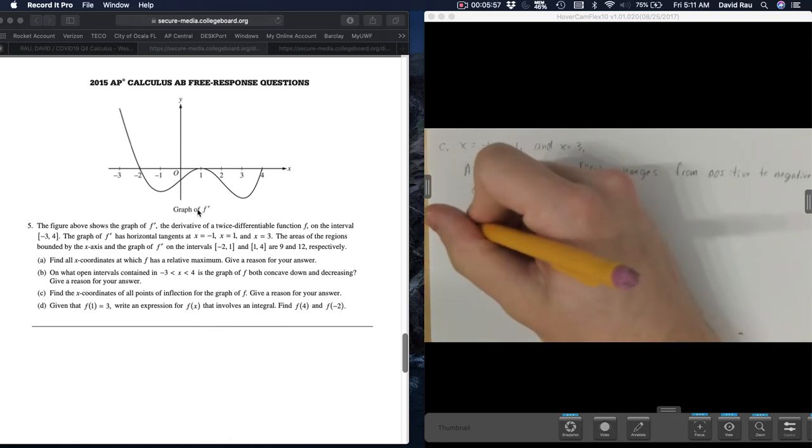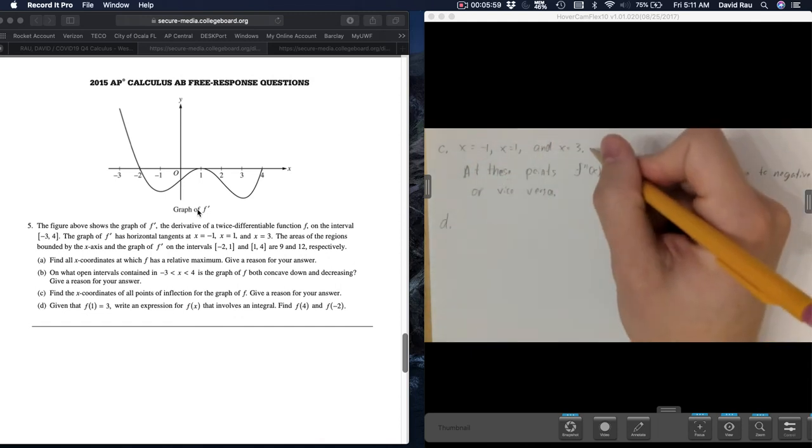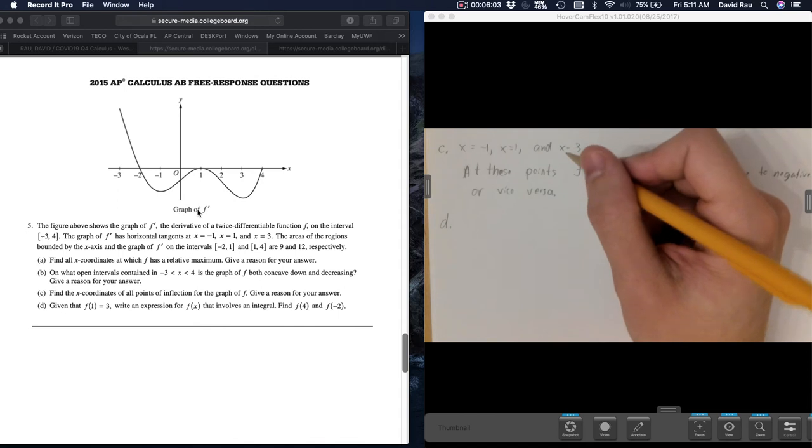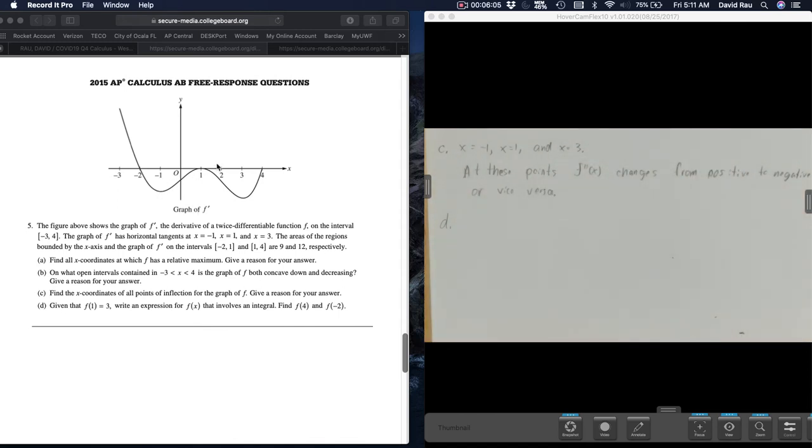Okay. And of course, they need to be considered because that's where f prime of x is 0. Or sorry, the tangent of f prime of x is 0. All right.